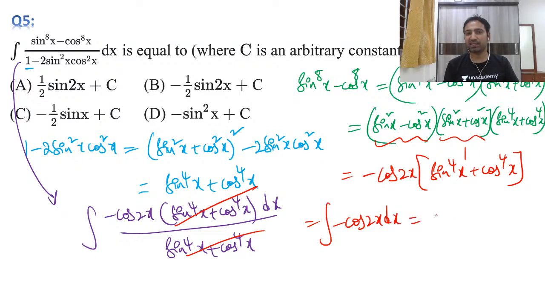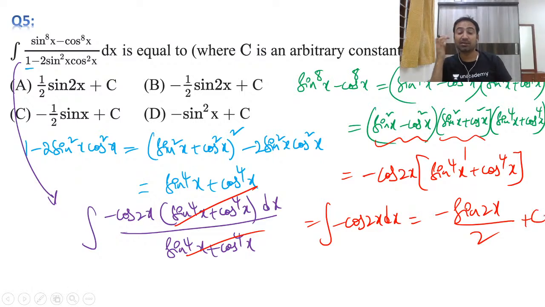So tell me, guys, what is the integration of this? Is it minus sin 2x by 2 plus some constant? So where do we get this? Isn't it the second option, guys? Yes, Abhishek, correct. Second option is correct, guys.